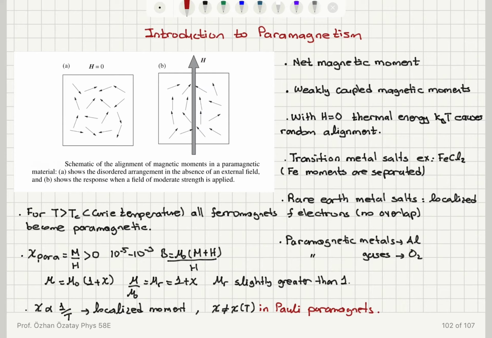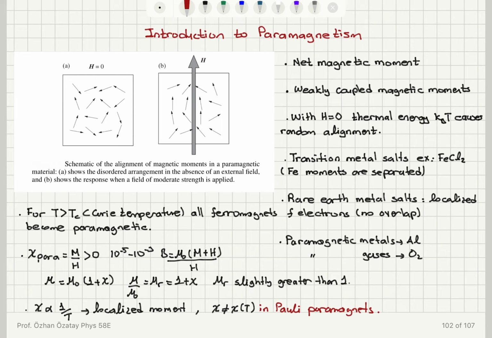Okay, so basically these are some of the things we should be aware of about paramagnetism. The material has to have a net magnetic moment. Those moments should be localized and weakly coupled. With no external field, the thermal energy kT causes random alignment of these moments, but when a magnetic field is turned on, there is a net alignment in the direction of the magnetic field. Transition metal salts like iron chloride and rare earth metal salts, where we have localized moments, we can have paramagnetism.